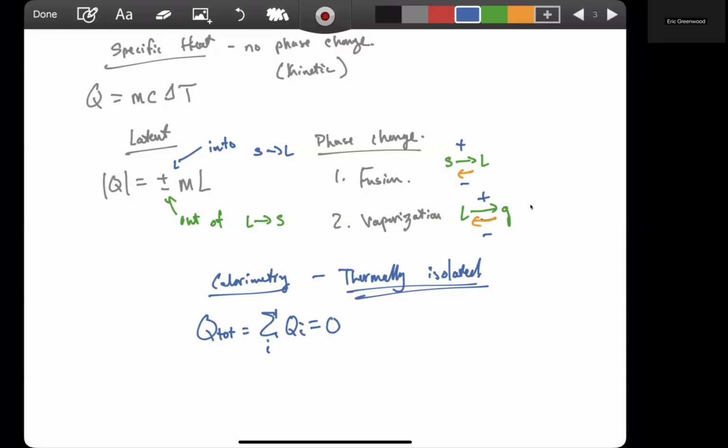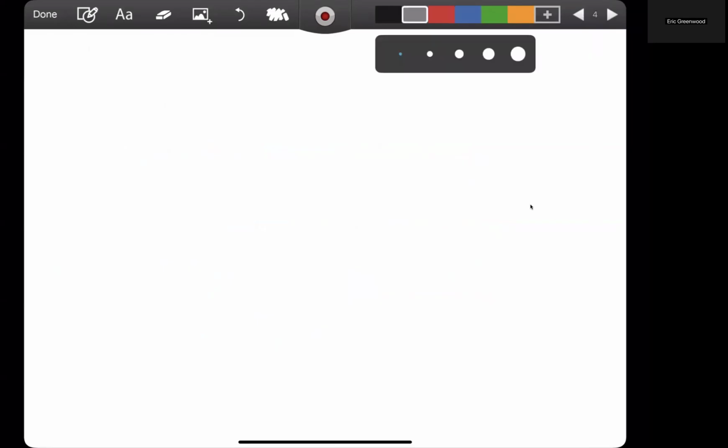So calorimetry. Next up, we have work. Let's talk about work. In this case, I'm going to look at the work done by the gas.